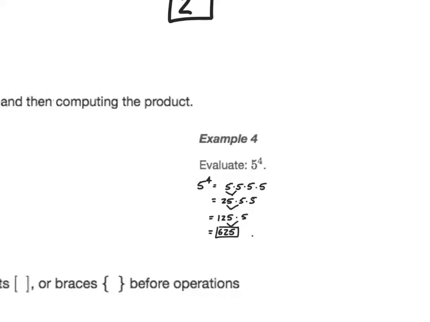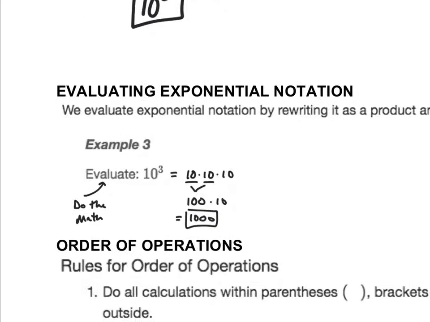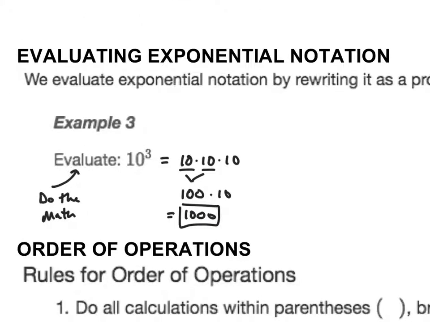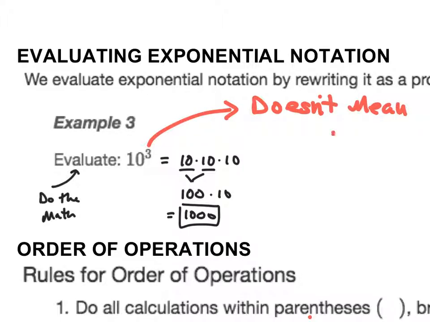The other thing I want to talk about is that when you have 10 to the third, this doesn't mean 10 times 3. No, we don't do that. It means you're taking 10 and multiplying it by itself 3 times. Just so we're clear on that, we don't mistake those, because that's a very common mistake.